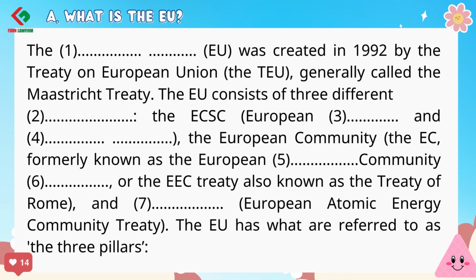Treaty. The EU consists of three different communities: the ECSC, European Coal and Steel Community, the European Community, the EC, formerly known as the European Economic Community Treaty, or the EEC Treaty, also known as the Treaty of Rome, and Euratom, European Atomic Energy Community Treaty. The EU has what are referred to as the three pillars.